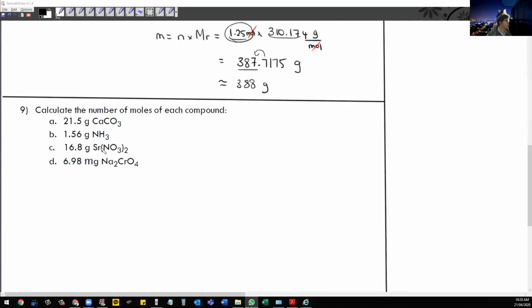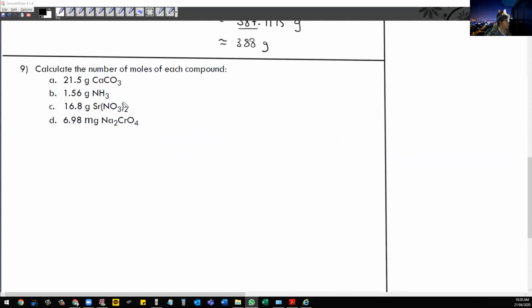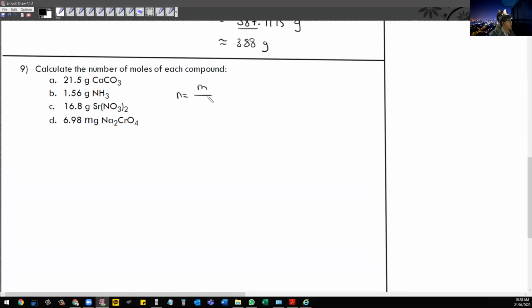Good, number 9. We're going to do just one of them, okay? So we just want to know the number of moles. Number of moles is equal to the mass divided by the molar mass, right? Now, calcium carbonate, the molar mass. Sometimes we write Mr with the bracket there. That means molar mass of calcium carbonate. If you count it, it's about 100 grams per mole.